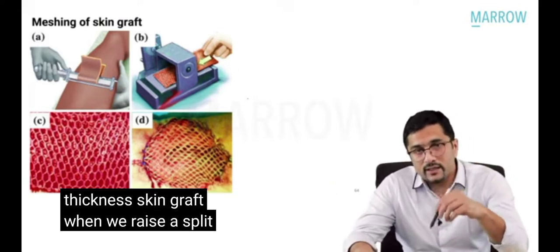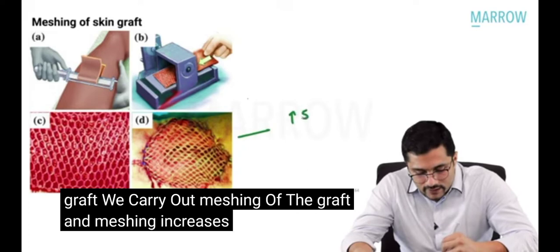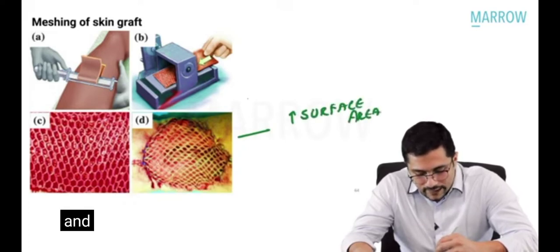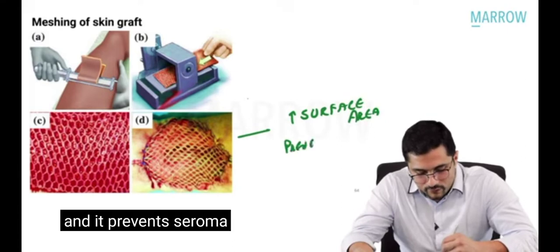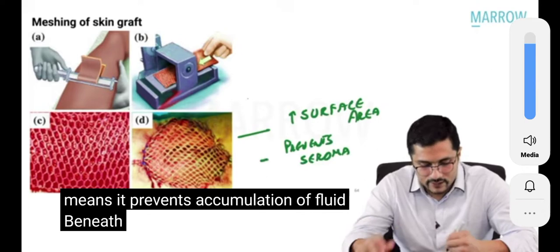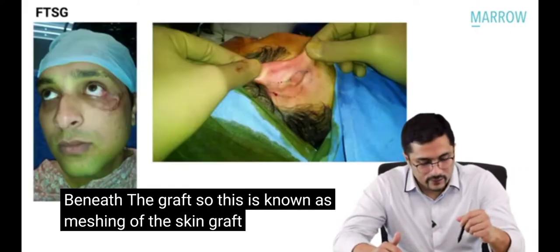When we raise a split thickness skin graft, we carry out meshing of the graft, and meshing increases the surface area and prevents seroma formation. That means it prevents accumulation of fluid beneath the graft. So, this is known as meshing of the skin graft.